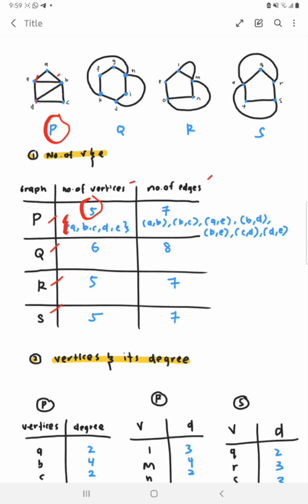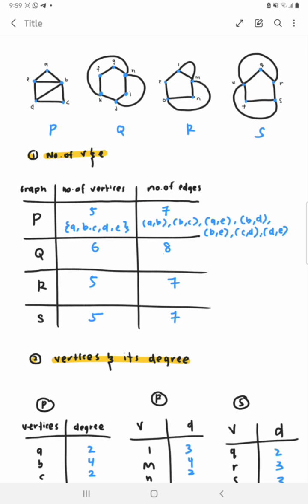Okay, and then the same goes with the number of edges. You have to write the edges: AB, BC, CD, DE, EA. You total them up, and then we get 7, and you must write the edges too. Okay, and that's all for step 1.